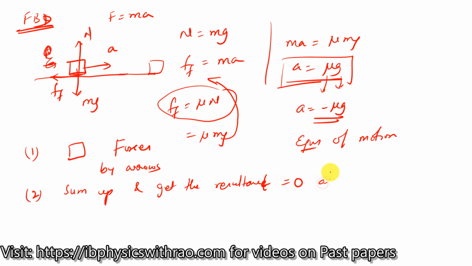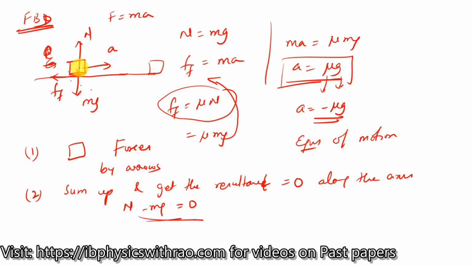equal to 0 along the axis, which means what? For example, if I take here, this is N upwards, mg is downwards. See, if this is positive, this should be negative. I write N minus mg. So I have taken the resultant, and then what I do? I put this equal to 0, right?